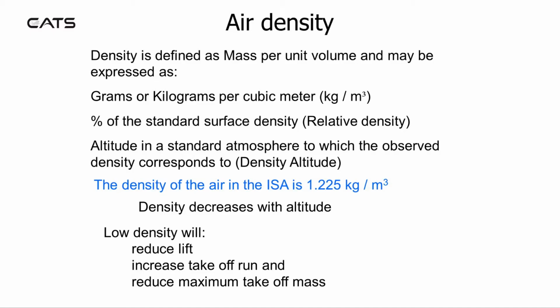Air density. Density is defined as mass per unit volume and may be expressed as grams or kilograms per cubic metre. Percentage of the standard surface density is relative density. Altitude in the standard atmosphere to which the observed density corresponds is density altitude. The density of the air in the international standard atmosphere is 1.225 kilograms per cubic metre.